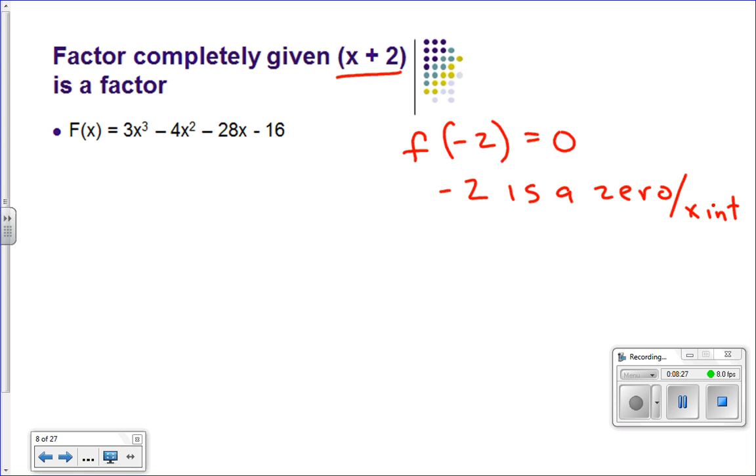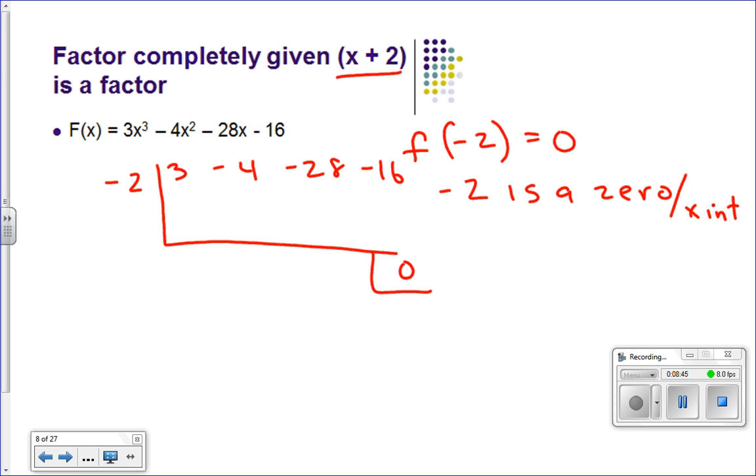To find the other zeros, we have to do some division. So negative 2 is going to go outside here with the leading coefficient of 3, negative 4, negative 28, and negative 16. Before you start this process, remind yourself that the remainder will be 0. If I don't get a remainder of 0, then I did something wrong. All right, let's try that. Bring down the 3 and get negative 6 for the multiplication. Add to get negative 10. Multiply to get 20, add to get negative 8, multiply to get 16. And look, it does add to 0. So the remaining quadratic that is a factor is 3x squared minus 10x minus 8.